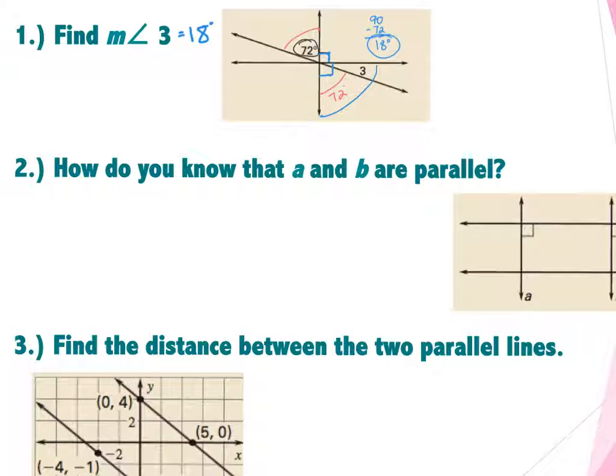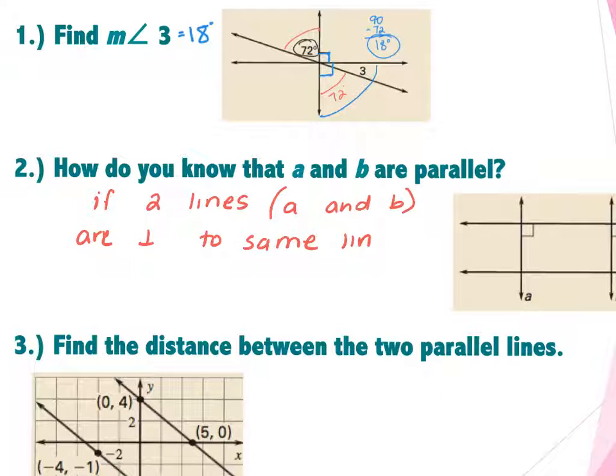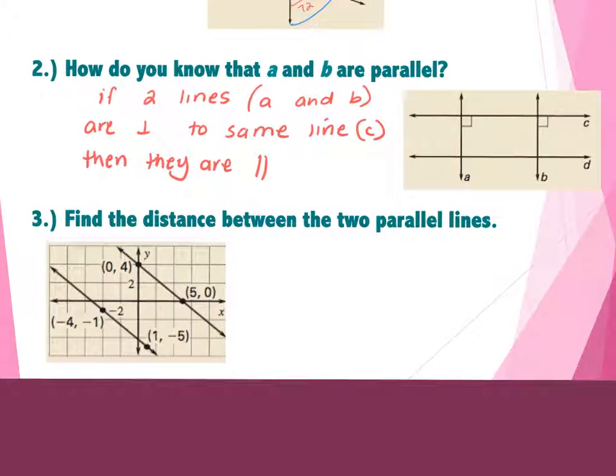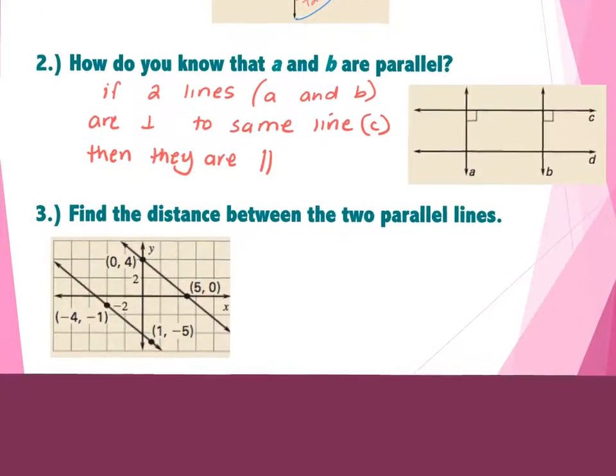That's fine. So if 2 lines, which in this case are A and B, are perpendicular to the same line, which in this case is C, then they are parallel. Okay? Again, you could have also gotten there using corresponding. It just means a little bit of extra work.